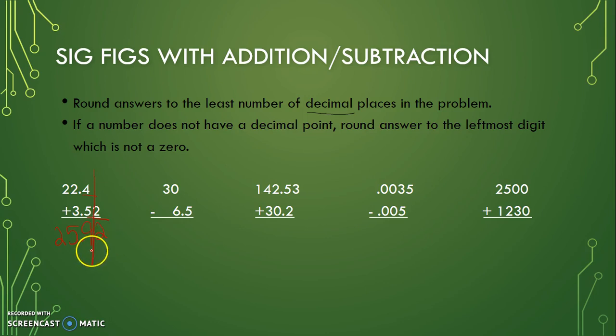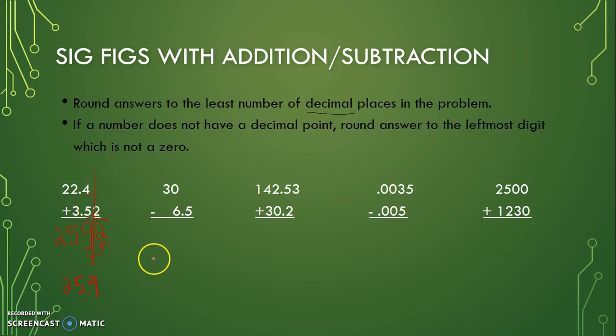Remember, if it's 4 or less, you round down, and if it's 5 or more, you round up. Or when I say round down, you stay the same. So we're keeping the 9. What's next door is a 2. So our answer is going to be 25.9. That's our final answer to this problem. We knew to round it there because one decimal place was the least out of those numbers.